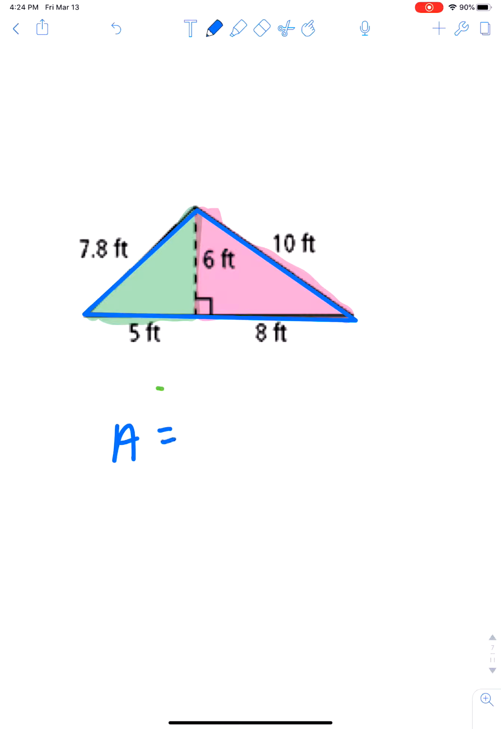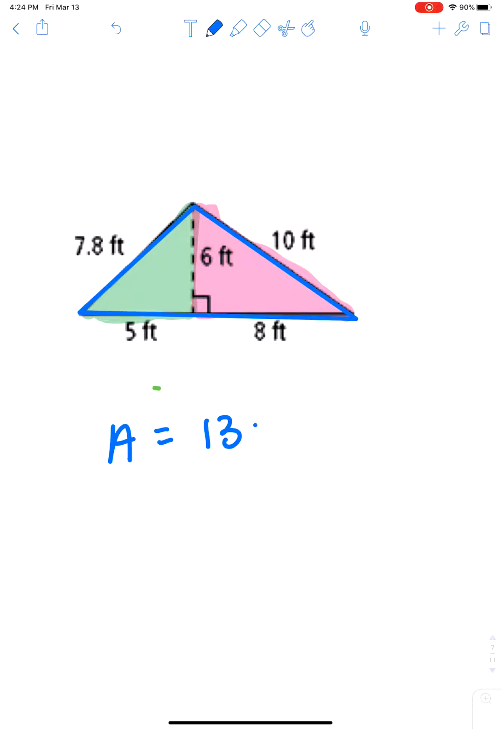So the base would be 5 plus 8, which is 13. And the height is 6. And boom, don't forget your 1/2, which I almost did. Multiply that out, and 1/2 times 13 is 7.5 times 6. Nope, I lied. It's 6.5 times 6. 1/2 times 13 is 6.5, times 6, and that gives you 39 units, again, feet squared.